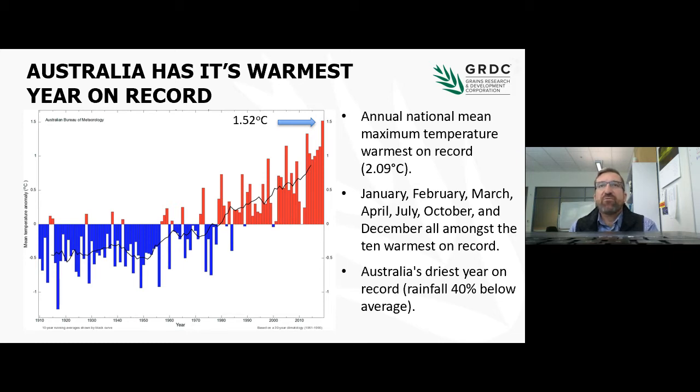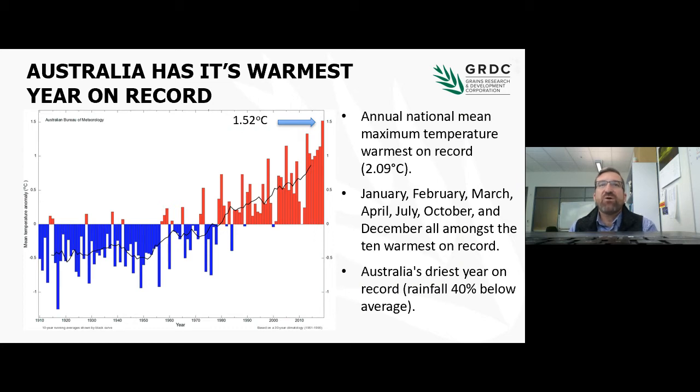And the blue bars represent colder years, and the red bars represent warmer years. So the bar that's furthest on the right-hand side is the most recent year, which is 2019, showing that Australian temperatures were 1.5 degrees warmer than that long-term mean period. And that supersedes the last warmest year in 2013, and before that, 2005, and before that, you can see 1998.